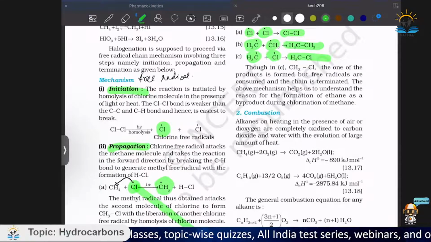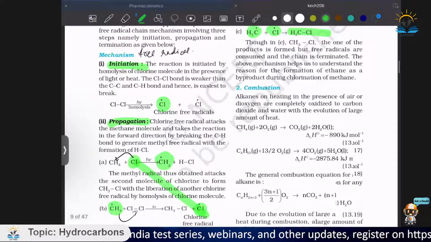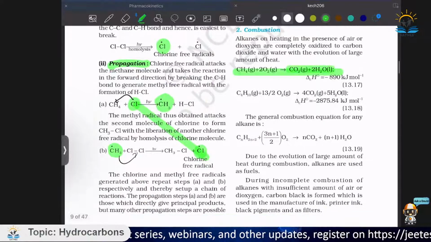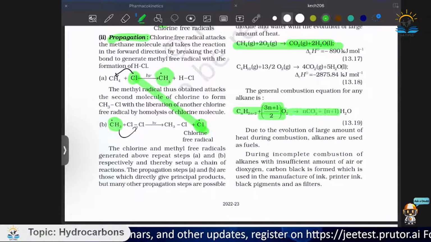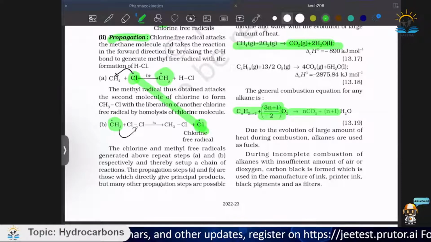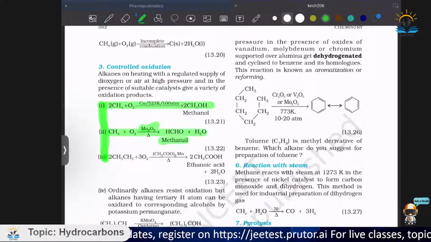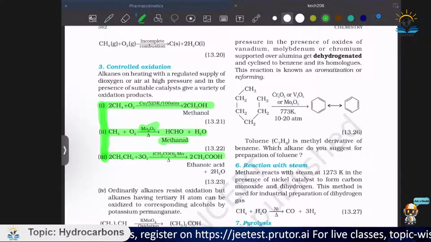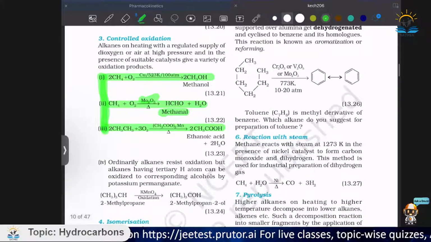All right. Moving on. Combustion. Just burn it in presence of oxygen. General combustion reaction, you can just look at it. You don't need to remember it, you can always derive it. Controlled oxidation, remember these three examples as they are written, with the catalysts. Four examples actually.